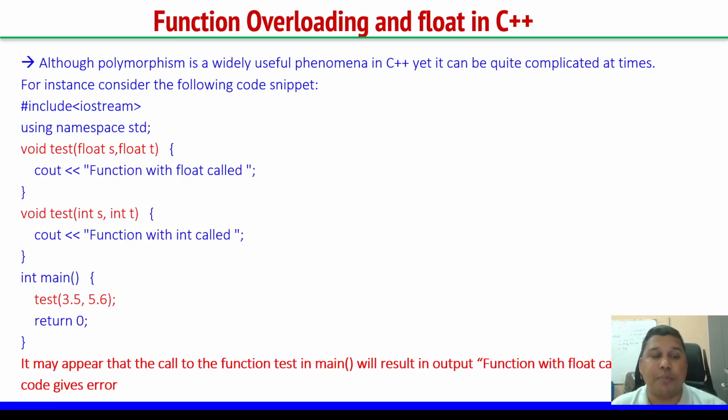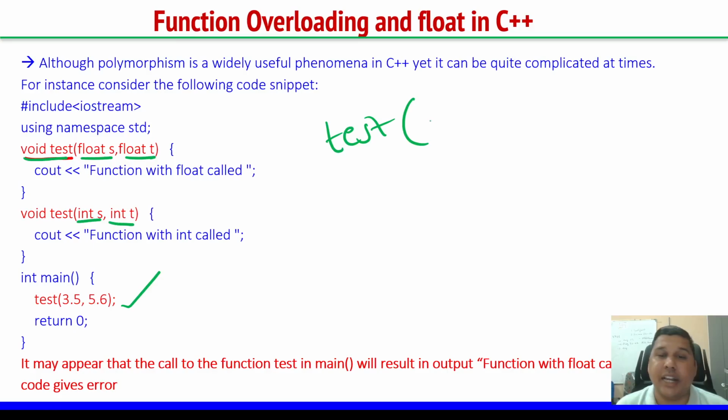Next, one very important point about function overloading with float variables. Let's see this example. You just focus here. I have one function void test with float and float. Similarly, I have void test with int and int. From main, I am calling the test function and sending both as floating point numbers.